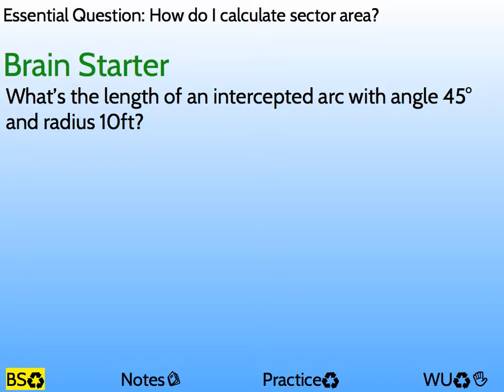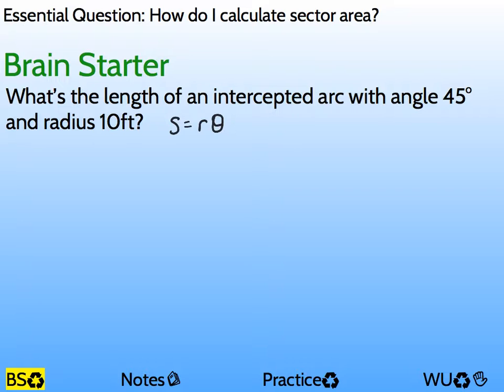The brain starter here is asking, what's the length of an intercepted arc with an angle of 45 degrees and a radius of 10 feet? Now, recall that the formula for arc length is the arc length equals the radius times the angle measure in radians. Pause your video now so you can solve this problem. I'll go over the answer in 3, 2, 1.